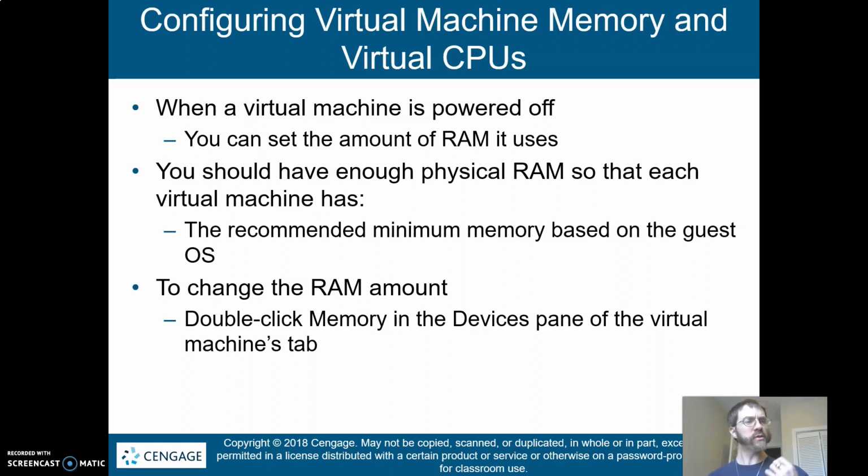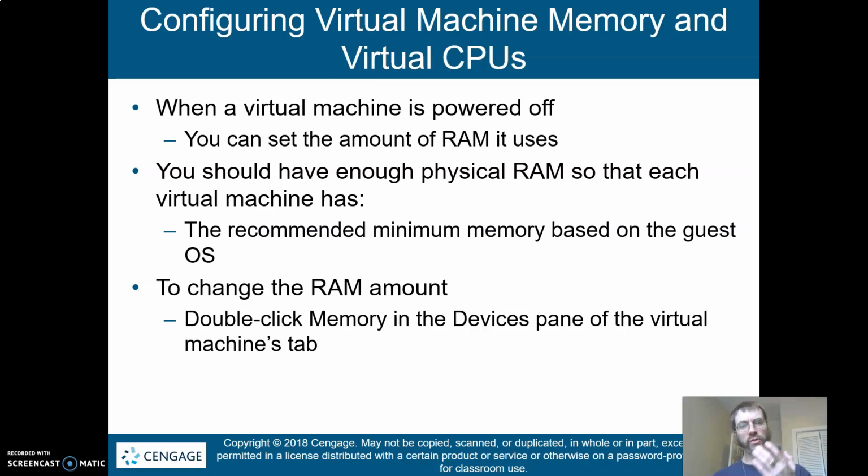Now, there are some things you can only do when a VM is powered off. One of those is changing the amount of RAM that it uses. You cannot do that while it is running, not with VMware Workstation. Definitely not with VMware Player, where you don't even really see those choices.